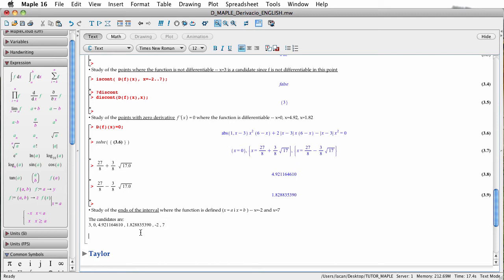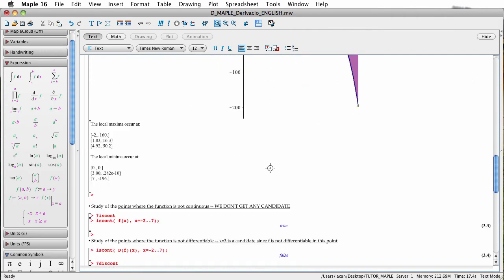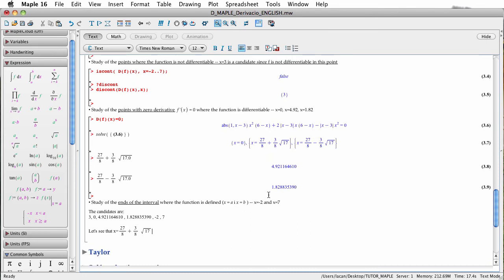Okay, so let's start seeing one of them. So let's see that the point x equal to, let's get this one without the point. What do we have to see? This point is the 4.92. 4.92 should be a local maxima. Okay, so it's a maxima.